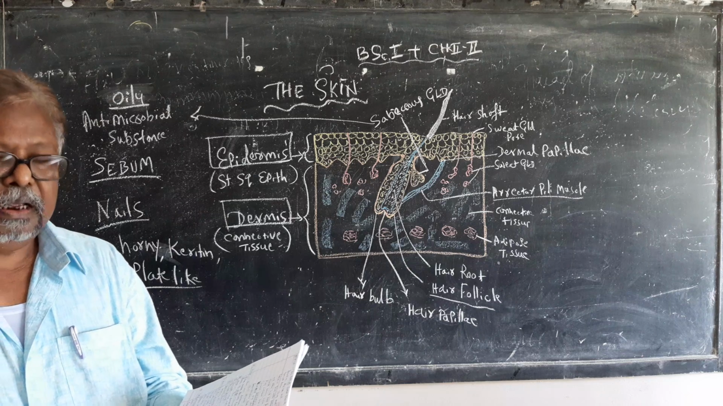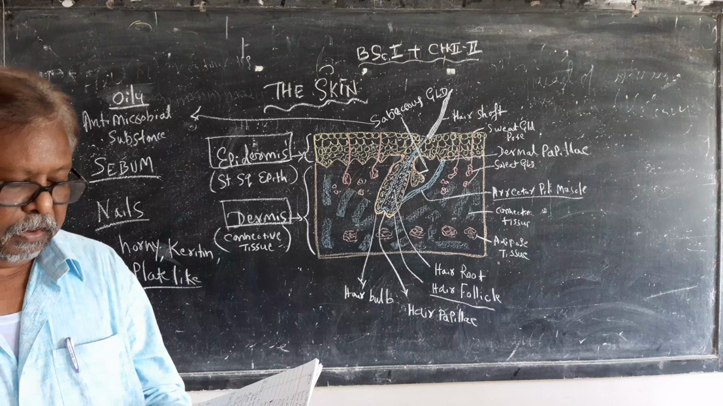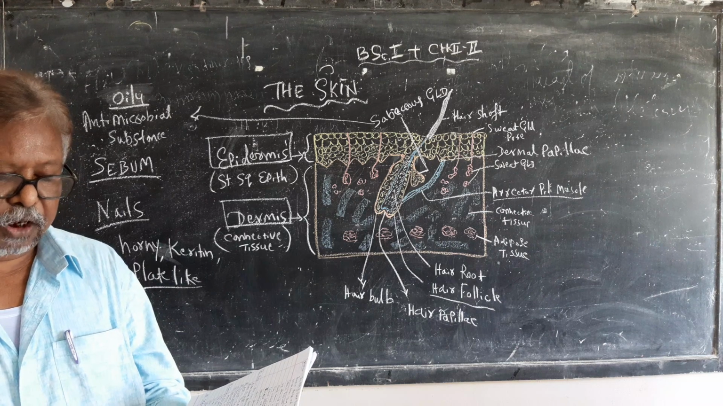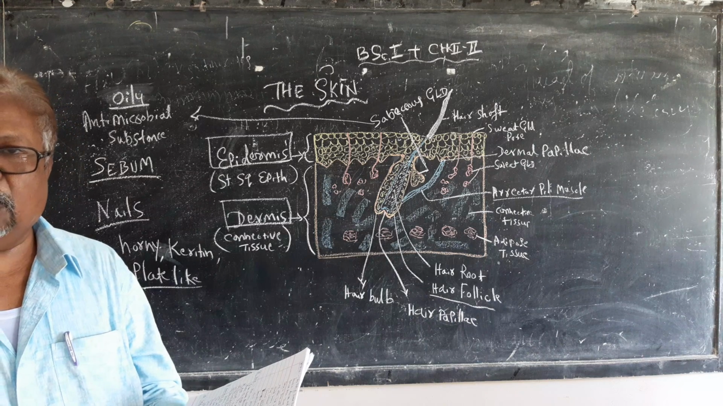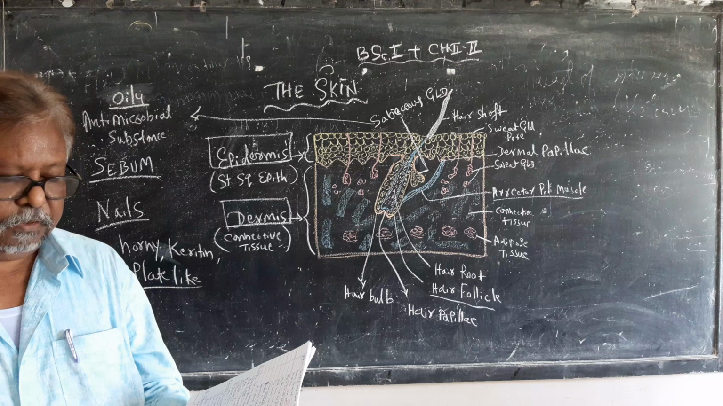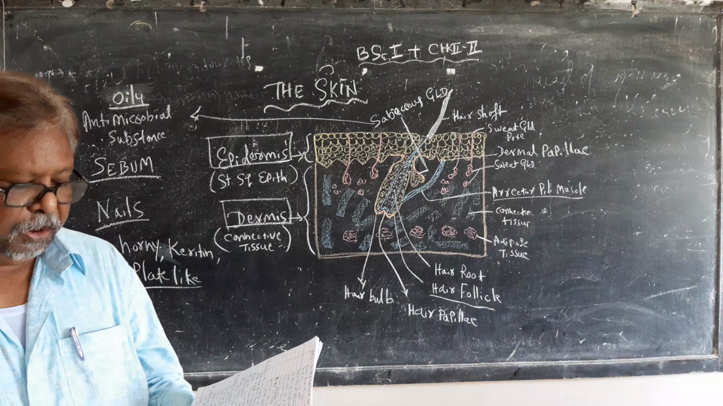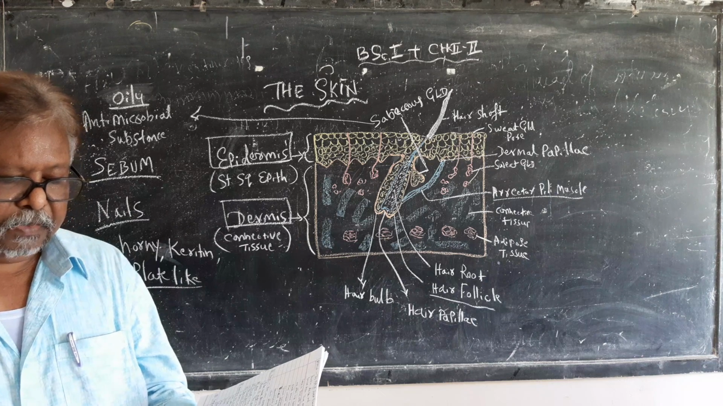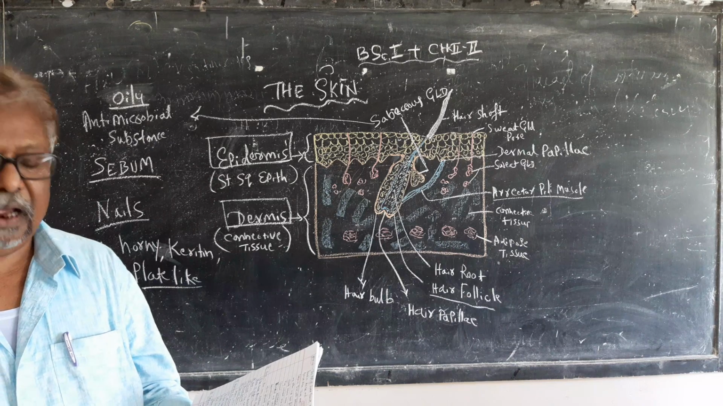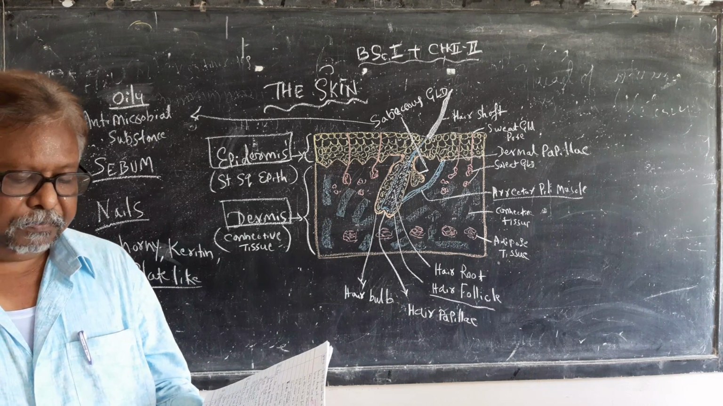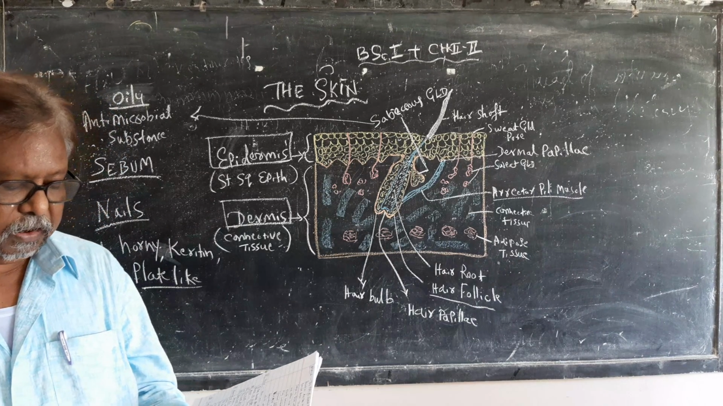The first one, the skin provides mechanical protection for the underlying tissues. There are many tissues present in our body and the skin gives the mechanical protection. Number 2, it acts as a physical barrier against the entry of microorganisms and chemicals. So the skin acts like a physical barrier against the entry of microorganisms and chemicals.